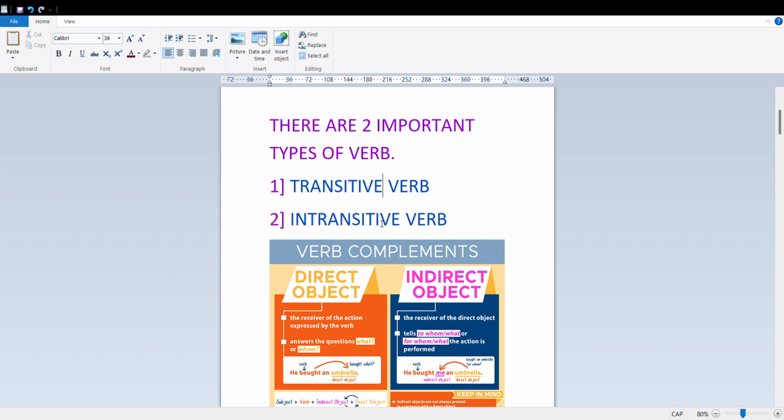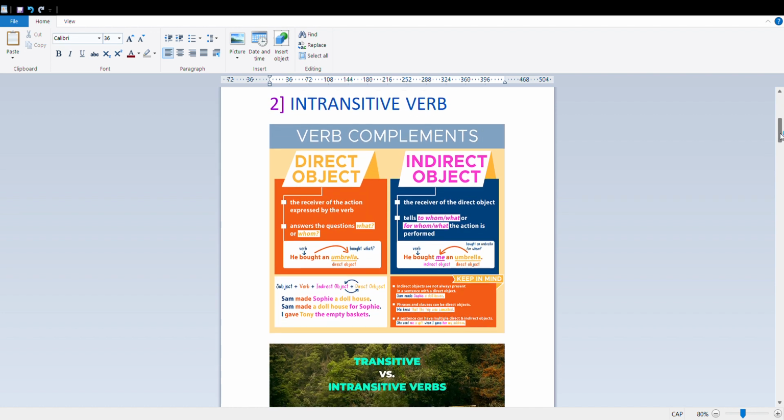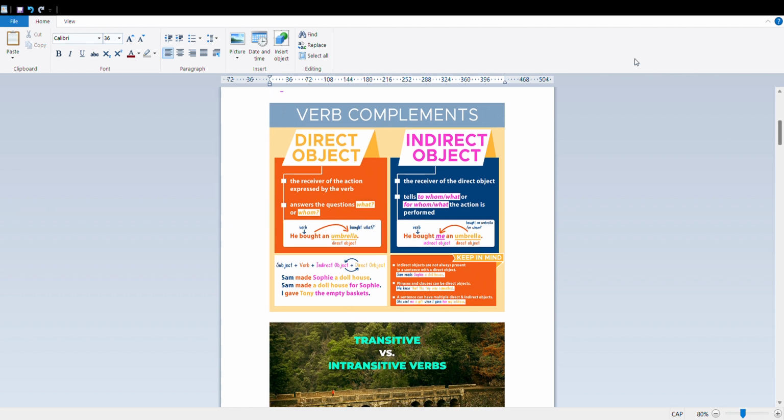So, in order to learn transitive and intransitive verbs, you'll need to know direct object and indirect object. So, let's see what is direct and indirect object. A direct object is the receiver of the action expressed by the verb. Again, the receiver of the action expressed by the verb. So it answers the question of what or whom. Let's see the example.